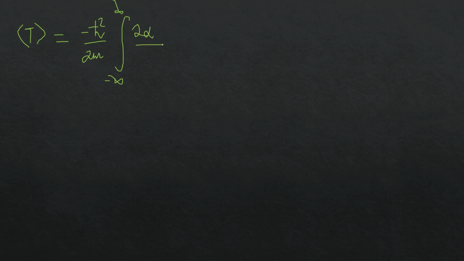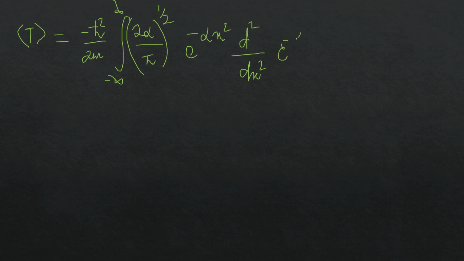So the first thing is the expectation value of kinetic energy. We can write it as minus h cut square by 2m, integration from minus infinity to infinity, of the wave function, 2 alpha by pi to the power 1 by 4 squared, so 2 alpha by pi to the power 1 by 2, e to the power minus alpha x square, d square by dx square of e to the power minus alpha x square, dx.